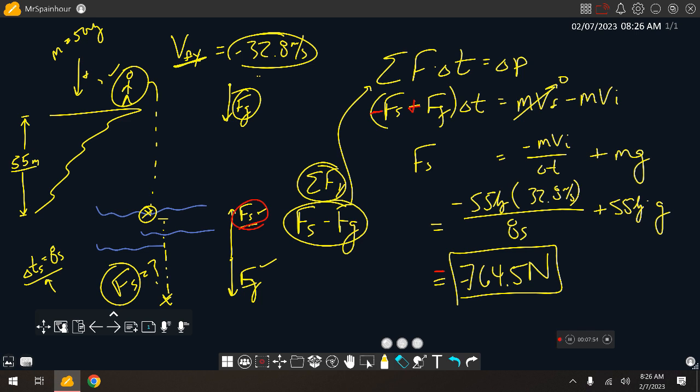Another big mistake that is regularly made is that this 8 seconds is really darn tempting to put in your kinematic variables. It doesn't go in your kinematic variables, because those are for when we were falling, and this specifically said that it was the 8 seconds while it was stopping. So the answer is 764.5 if up is positive, and negative if up is negative.